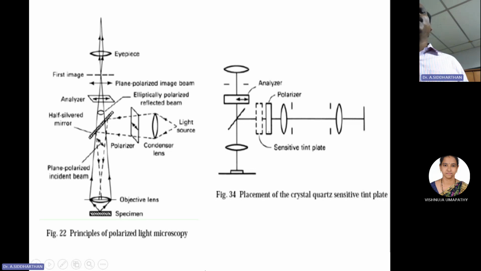In case of a metallography sample, what is that? Light source, polarizer. This is the mirror, objective lens, and it again goes back. Now what do you find? The plane polarized light is vertical, here horizontal. Now it has changed this inclination and goes through your analyzer. Analyzer and polarizer are placed crisscross. So this is horizontal, this is in this direction.